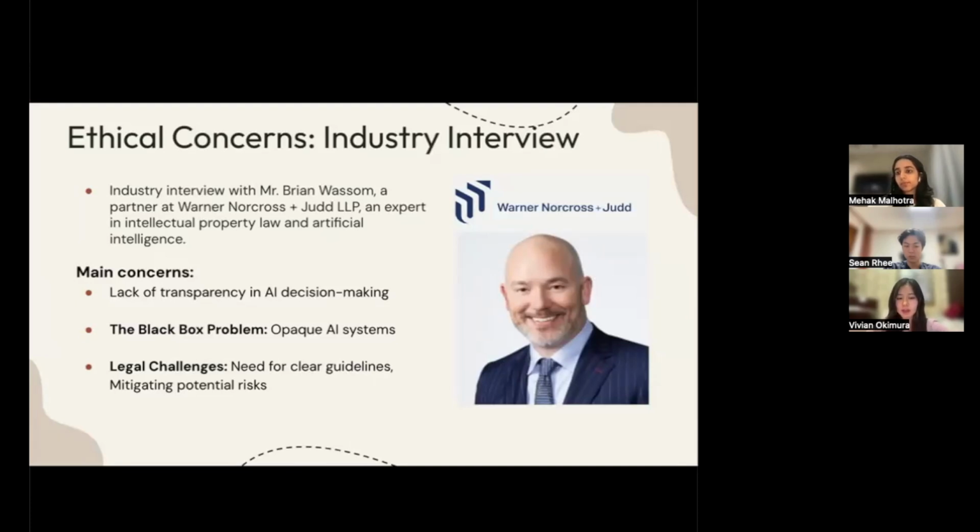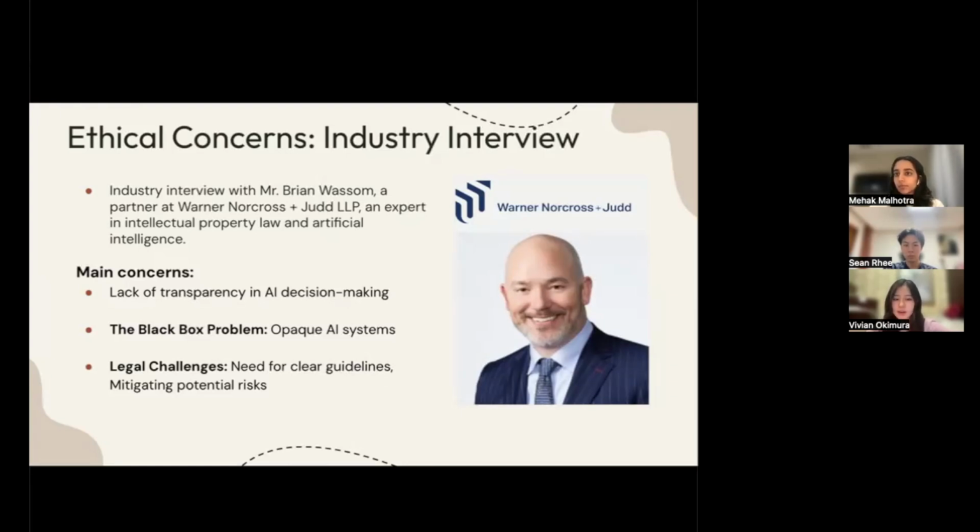This brings us to the black box problem. AI works in ways that are not easily understandable, and unlike traditional programming where you can clearly see and understand the code, AI learns from data in complex ways that even developers themselves may not fully grasp. He emphasized that organizations in IP need extremely clear guidelines to manage these ethical concerns and avoid legal challenges.